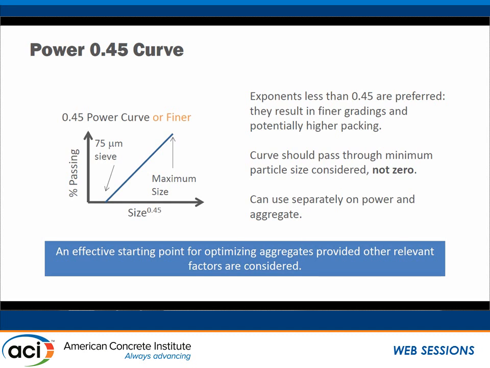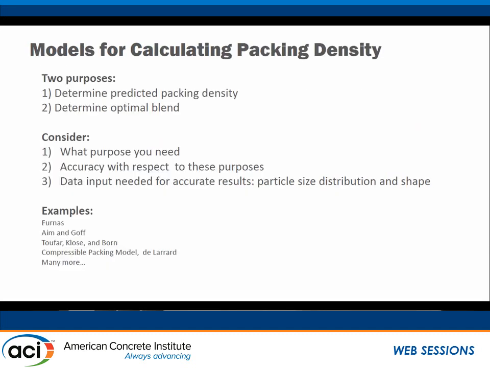It's not the only thing you should look at, but it is one of several things you should look at. You should also look at the overall distribution of aggregate and how that affects the segregation. There are models for packing density. You'll probably hear more about those in the other presentations today. So again, there are really two purposes. The first is to determine what the predicted packing density is.